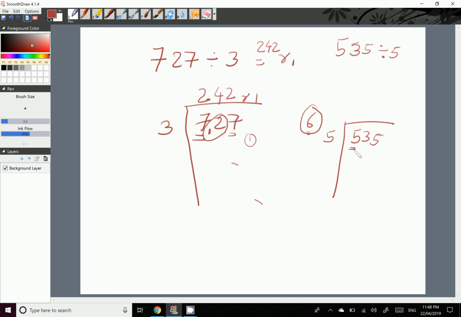Again, my first number is 5. Is it equal or greater? Yes, it is. Does it come in the 5 times table? It does. So 5 times 1 is 5. There is no remainder here. Now I go through my next number. Because there was no remainder, it's just 3.